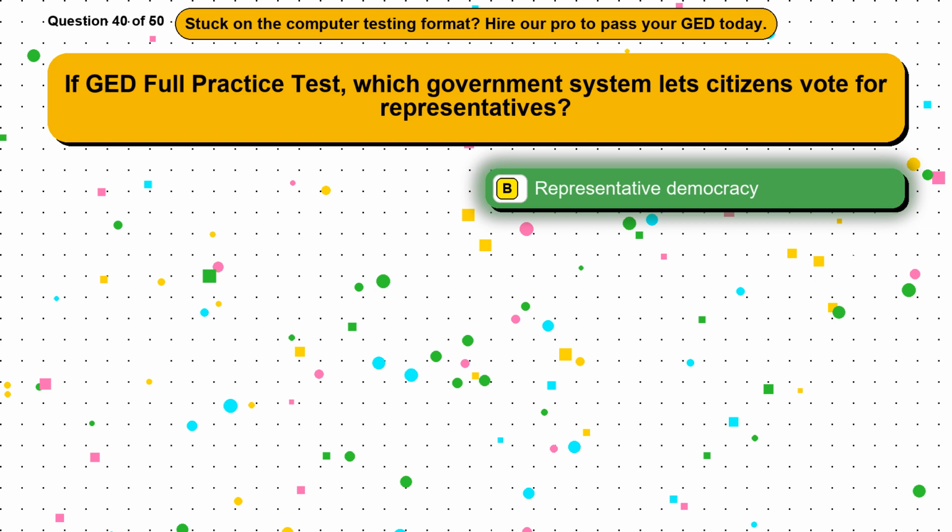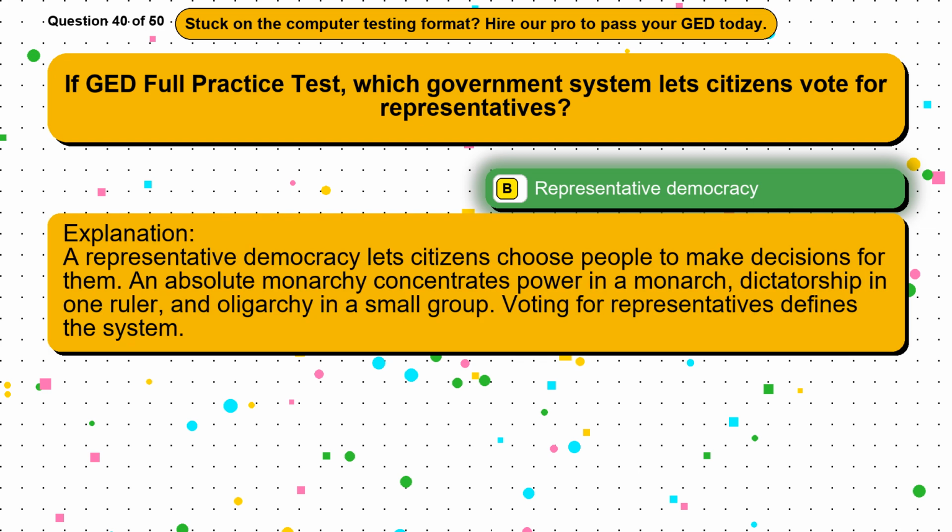Representative democracy. A representative democracy lets citizens choose people to make decisions for them. An absolute monarchy concentrates power in a monarch, dictatorship in one ruler, and oligarchy in a small group. Voting for representatives defines the system.